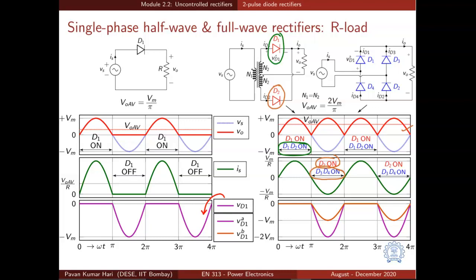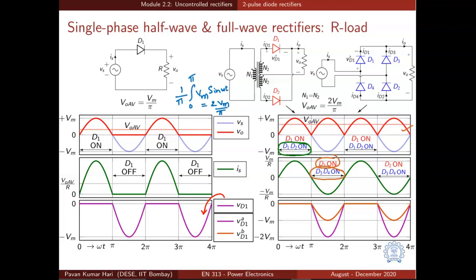And what is the average value of output voltage? The average output voltage is 1 by pi integral 0 to pi Vm sin omega t, because the periodicity has reduced to pi, and this integral will give us 2 Vm by pi.